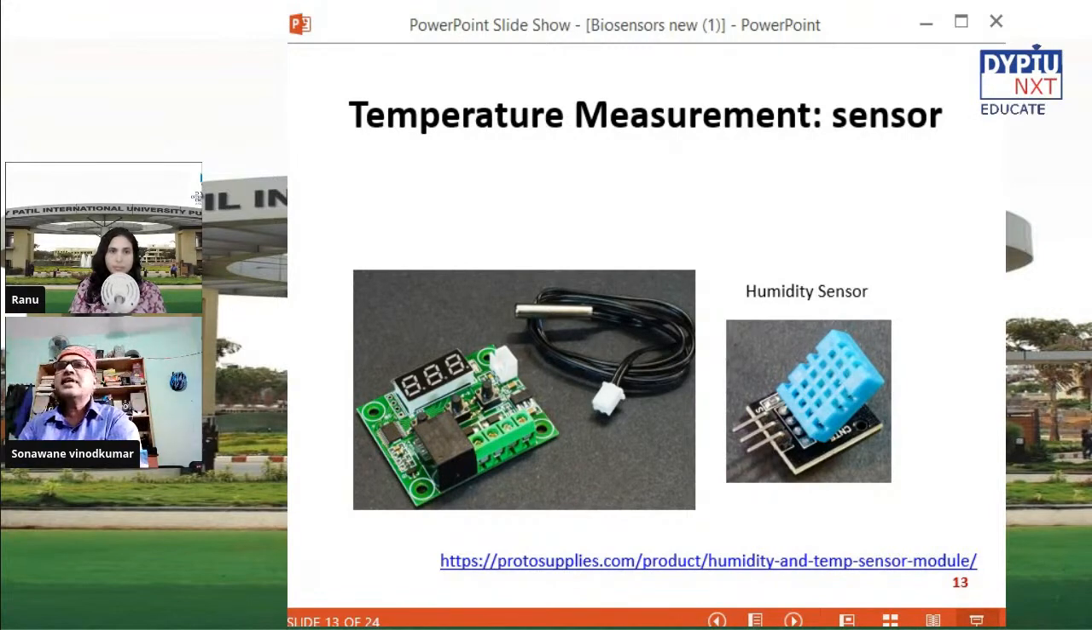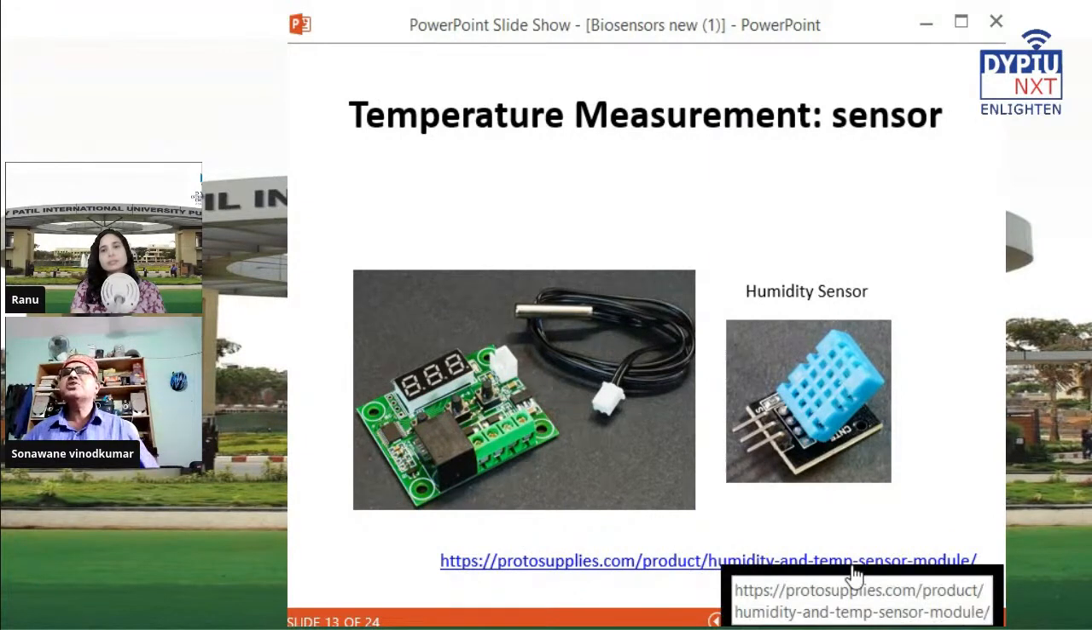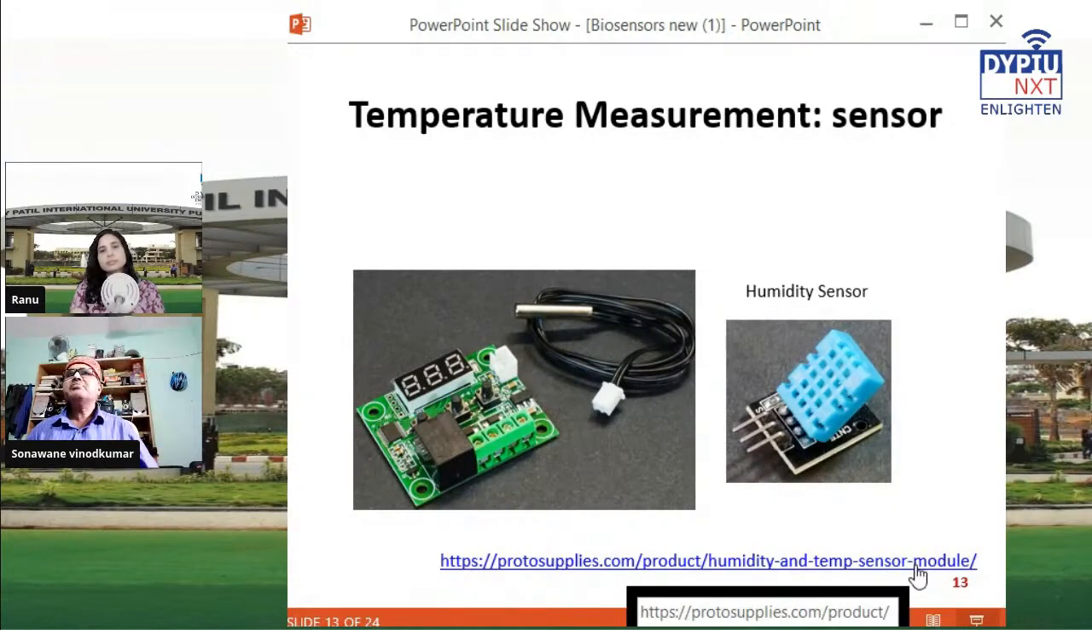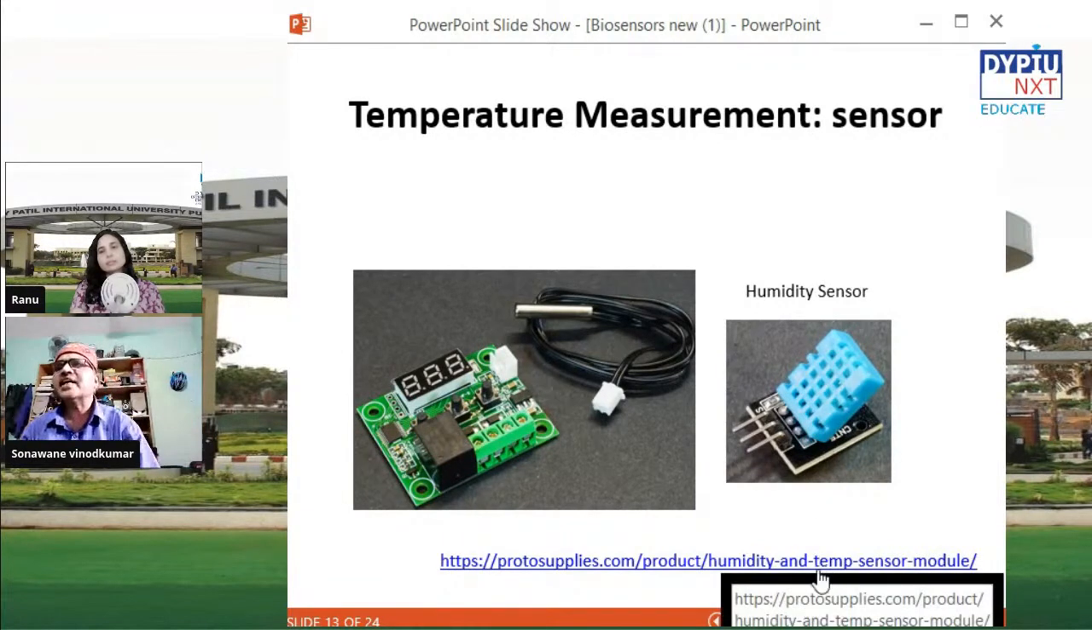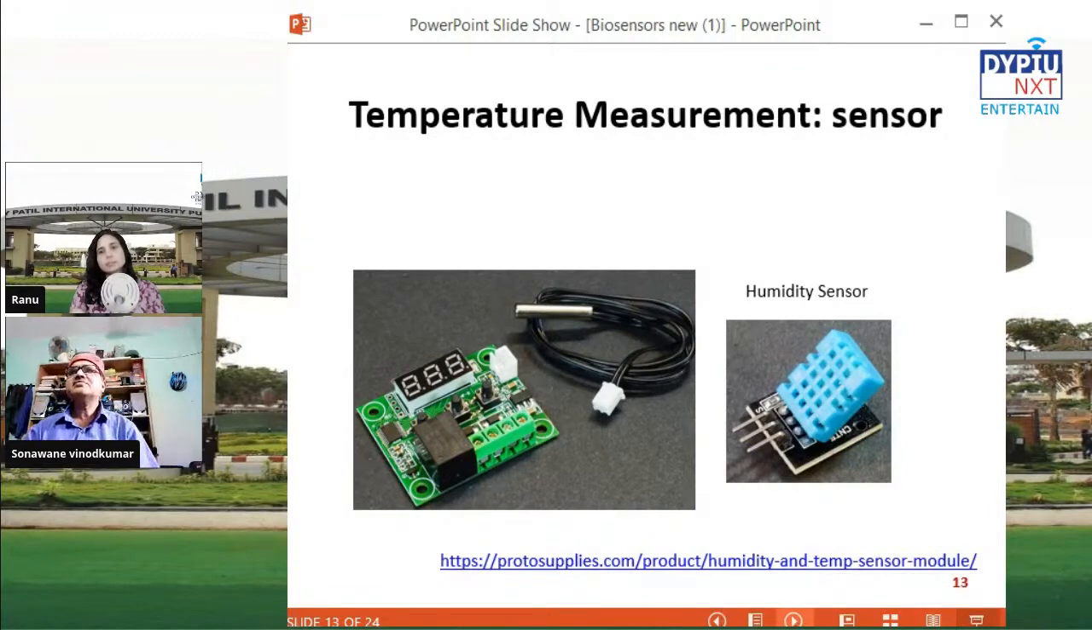In this diagram, the heat sensor is shown, and to the right there is a sensor. It is a humidity sensor. All these things are available on prototypesupplies.com. There are many sensors similar to this also, and we can make very effective use of these sensors in devising the biosensor or any concrete design. Next.